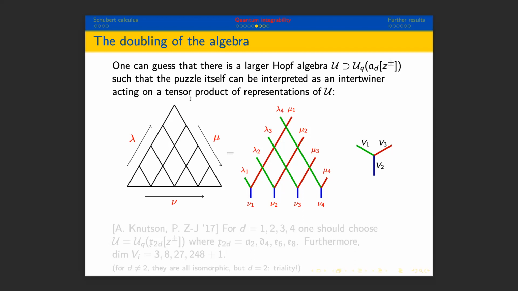So the way we did it originally in our 2017 paper was rather ad hoc. We kind of guessed that there would be a larger Hopf algebra such that the puzzle itself can be interpreted as an intertwiner acting on tensor representations of this bigger Hopf algebra. And the way you should think about it, so this is a puzzle viewed somewhat abstractly, where I haven't actually written any of the labels.